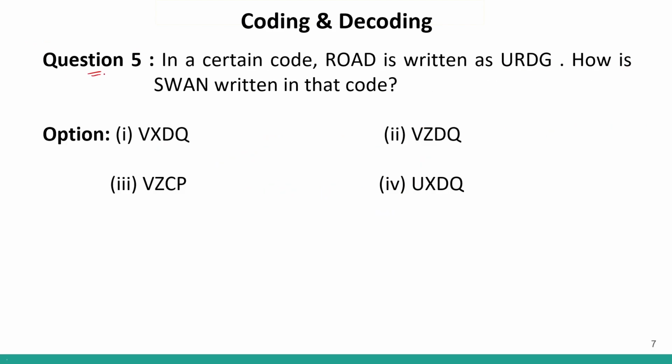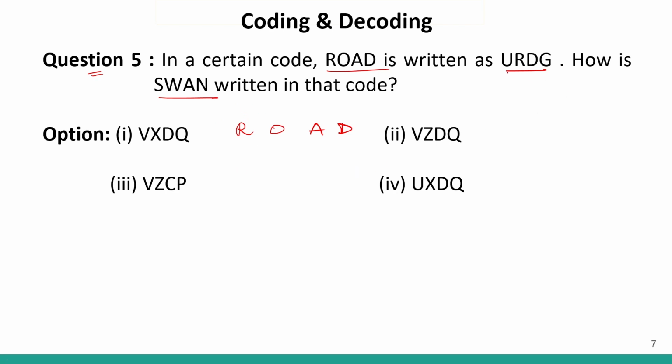Okay. Question number 5. We have road is coded as this. We have to find the code for swan in that language. So we'll use the same concept. First I will write road and below this I will write swan. Right? Then I will go with forward ranks. I will assign them forward ranks. So if I assign them forward ranks, R is coded as how much?